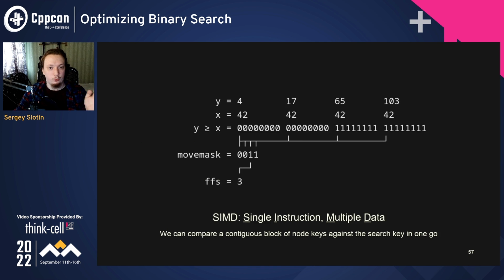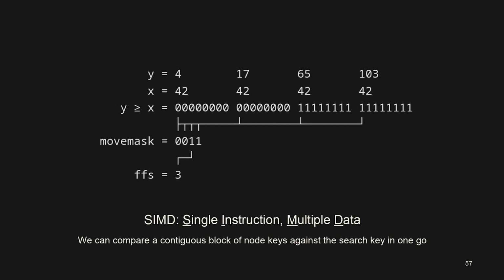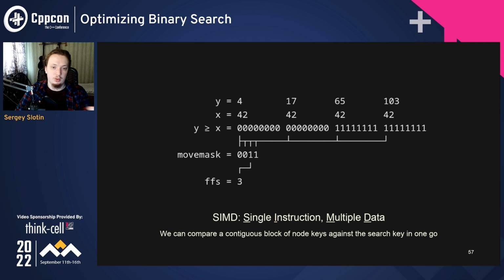SIMD is an acronym for single instruction, multiple data, and it is a general approach in computer engineering where some operation is applied to a whole block of data instead of a single scalar data point. On modern CPUs, SIMD is represented with vector instructions and special wide vector registers capable of holding a block of data. In our problem, we can use SIMD instructions to load a block of node keys and use a single vector instruction to compare it against the search key and get this large vector mask where ones correspond to elements that are greater or equal to the search key.